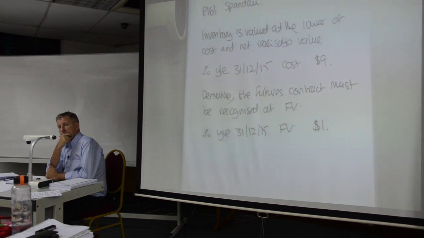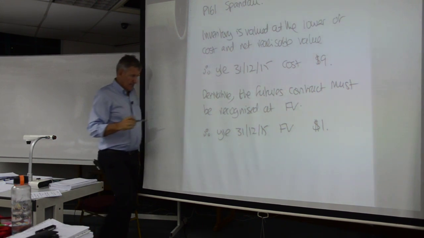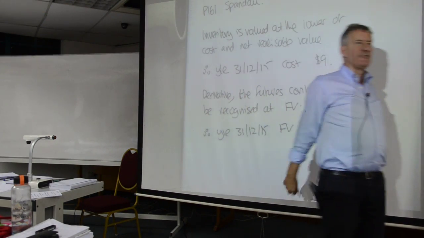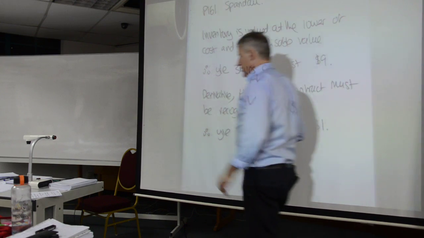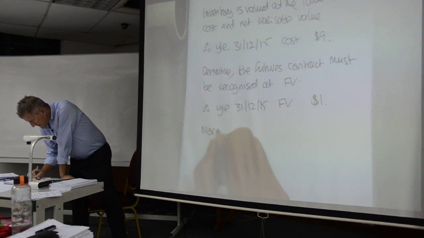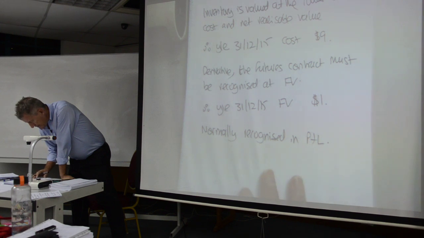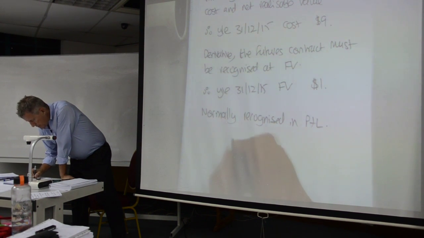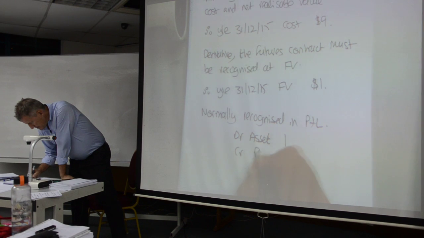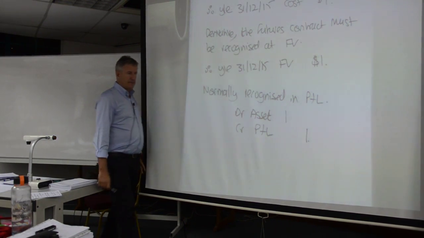Ladies and gentlemen, I have a problem. It's not working for me. The gain on the derivative is normally recognised in P&L, in profit and loss account. So what you would normally do is you would normally debit the asset by 1, and you would credit the profit and loss account by 1. So that is what you would normally be doing.